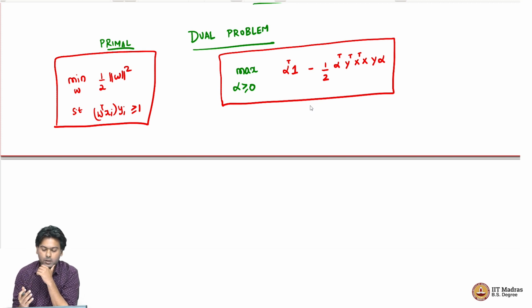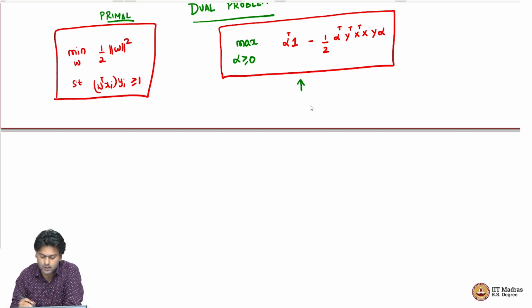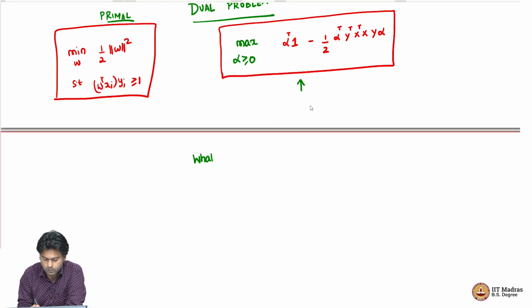But the question is, what have we gained by solving the dual problem, by looking at the dual problem, right? If we have not really gained much, then why do we bother doing the dual problem at all? So we need to be clear what we are gaining here. So let's see what we have gained.